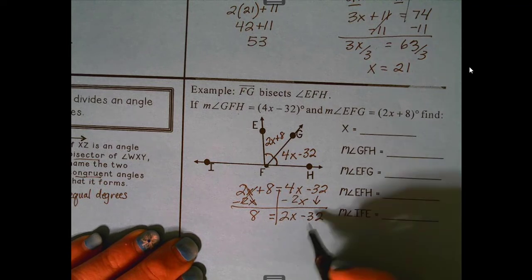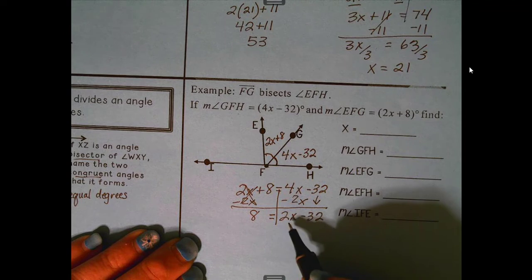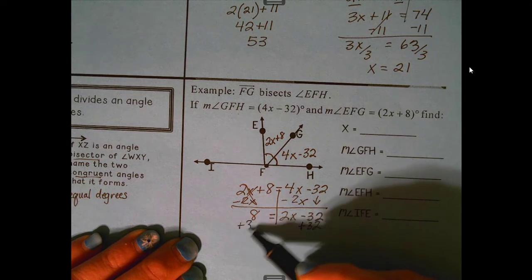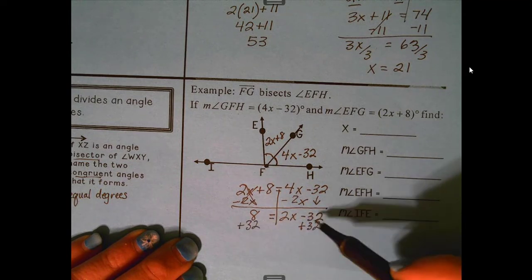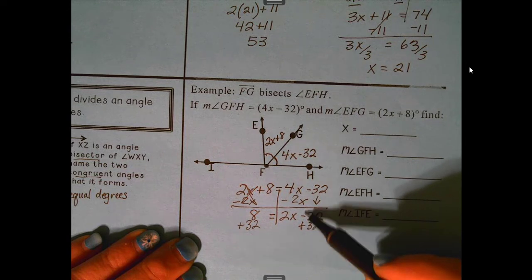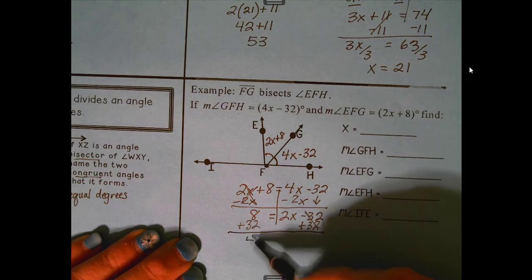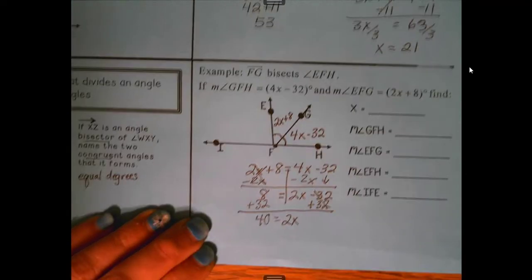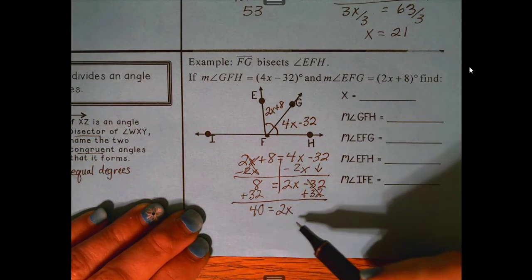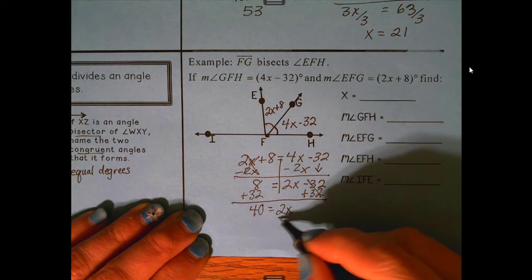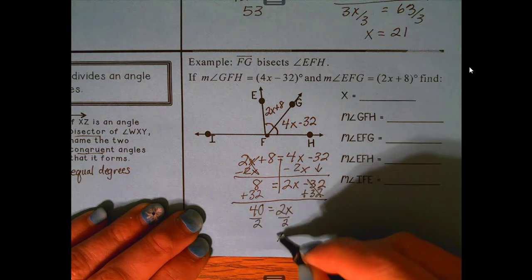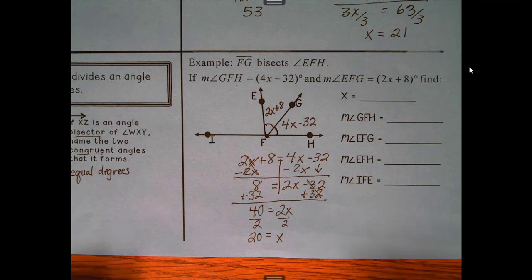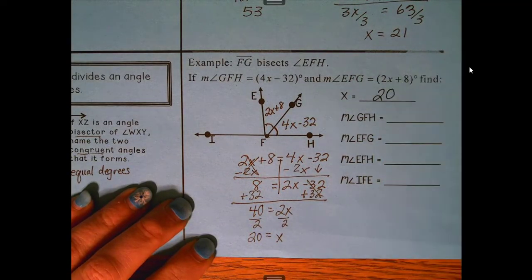Well, I've isolated my x term, and I need to get my constants together. So I'm going to add 32 to both sides. You always do those inverse operations. Okay, let's see what we have. 40 equals 2x. Now this is always the easy part when you're just down to one step. You can do this by inspection, but the inverse of multiplying by 2 would be to divide by 2. And we get that x is equal to 20. Now that's just x, not a degree or anything. I'm going to fill it in right here.